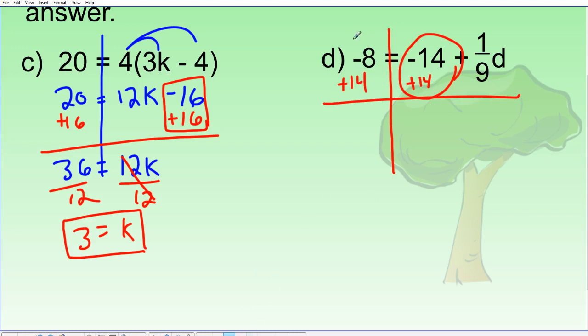Now that gives me, over here, negative 8 plus 14 is 6, positive 6. These 14s cancel out. They're gone. That's why I added 14, to make these cancel. And on the other side, I still have a positive 1/9 D.